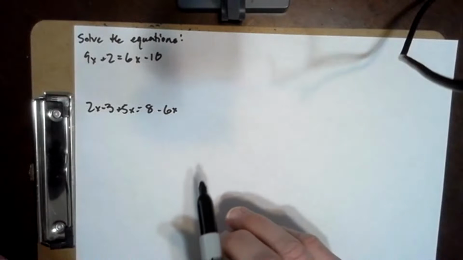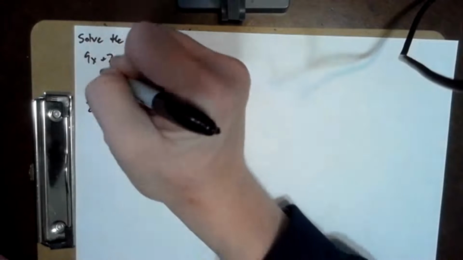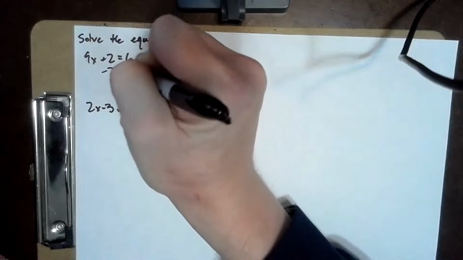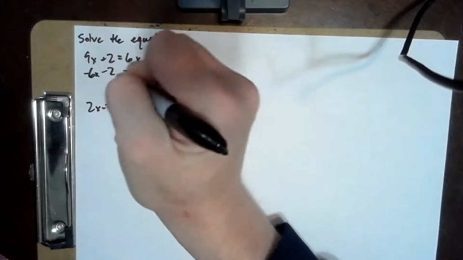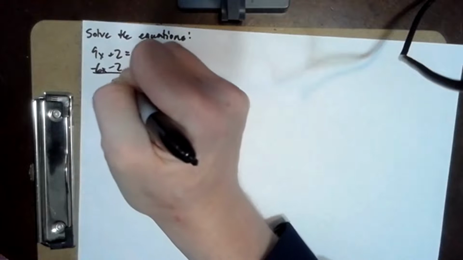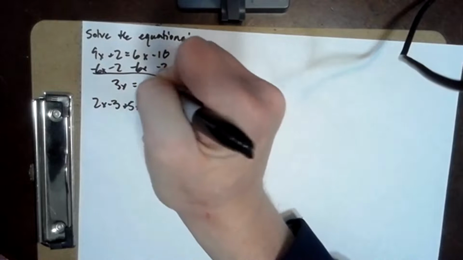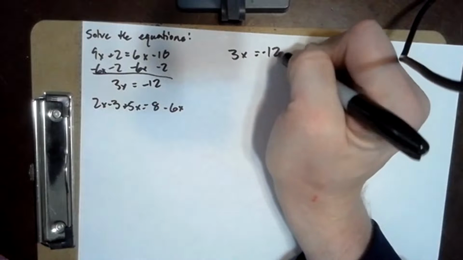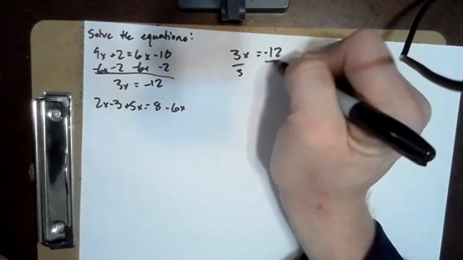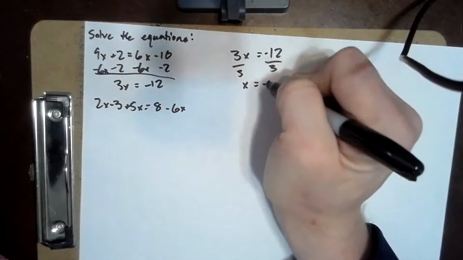9x plus 2 equals 6x minus 10. I will subtract 2 from both sides, and I'll subtract 6x from both sides. I get 3x equals -12, and if I take 3x equals -12 and divide both sides by 3, I get x equals -4.